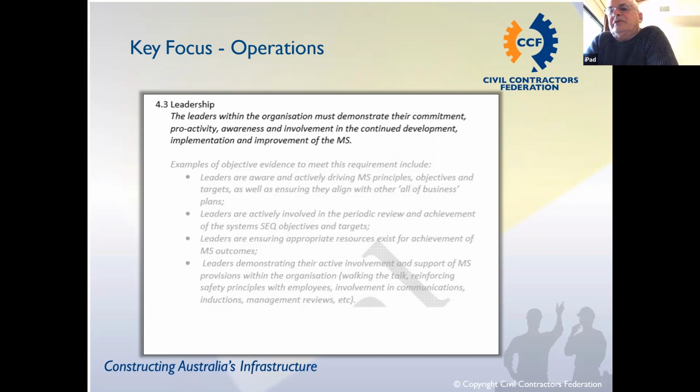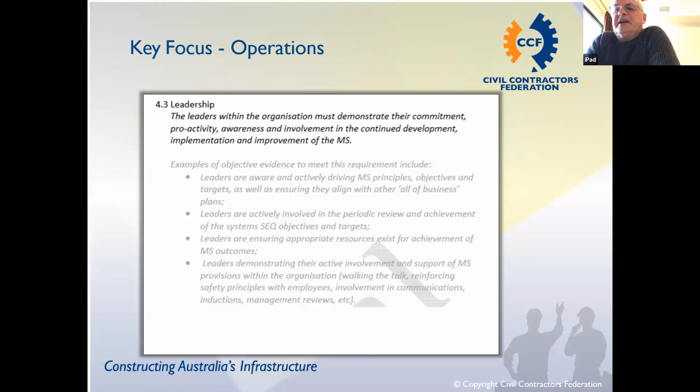Leaders are aware and active during the management system principles, objectives, you see that, and targets. So each one's got some objectives and some targets you've got to achieve, as well as ensuring they align with the business plans. I mean, most businesses have some sort of a 5-year business plan, which they then just keep updating. The leaders are actively involved in periodic review and achievement of the system. You don't have to be there every day, but you certainly need to review at regular intervals, and that has to be demonstrated.